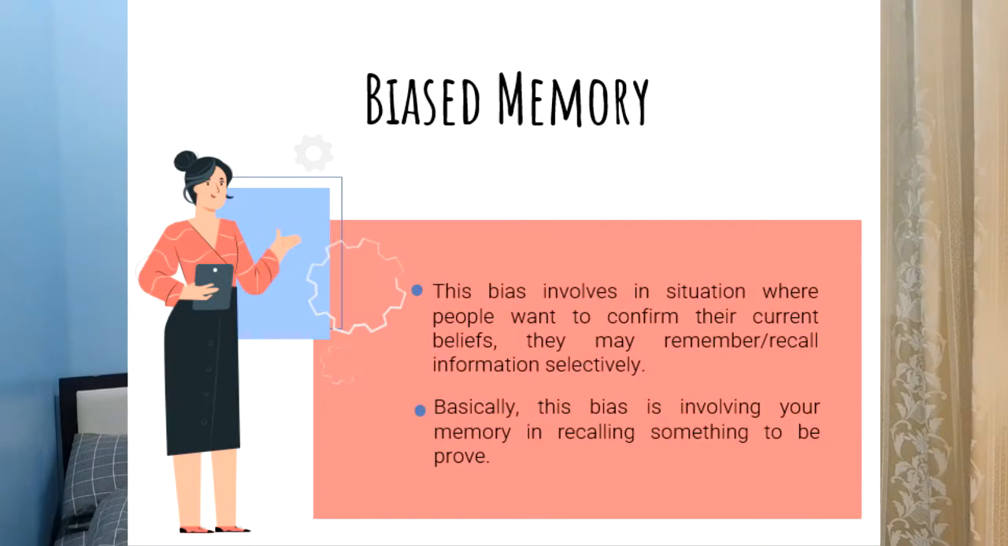To make it easier, this kind of bias is almost similar to people who have trust issues, as they hardly believe or confirm something even when they are given all the evidence, as they have their own belief. Lastly, the third one is biased memory. This bias is involved in situations where people want to confirm their current belief.